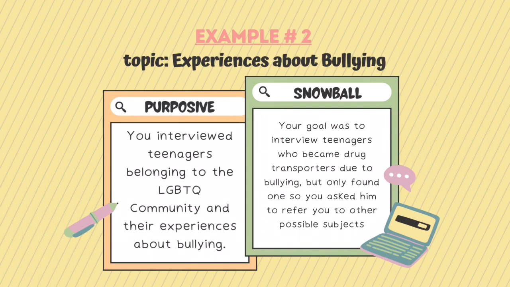And then we have snowball. Your goal was to interview teenagers who became drug transporters due to bullying, but only found one, so you asked him to refer you to other possible subjects. Here is another situation wherein the researcher found it hard to look for more probable samples. Hence, snowball sampling was used.